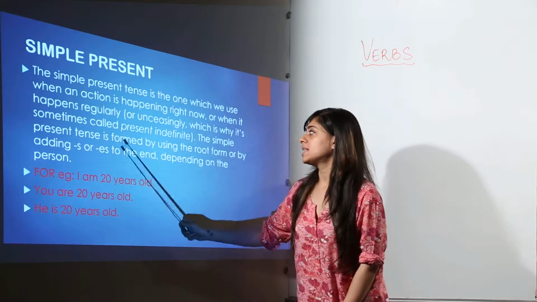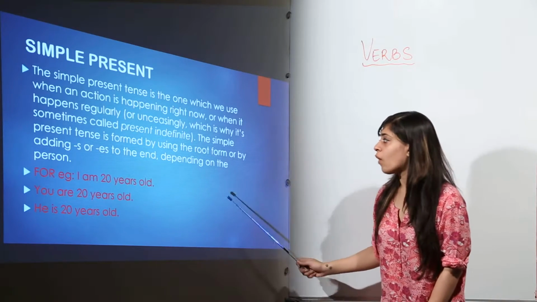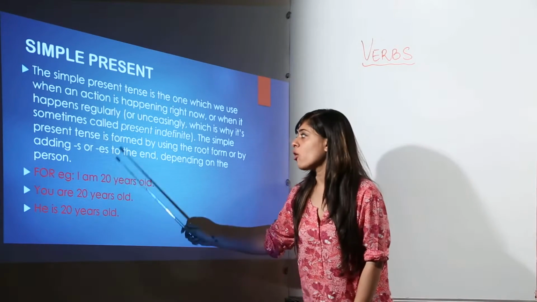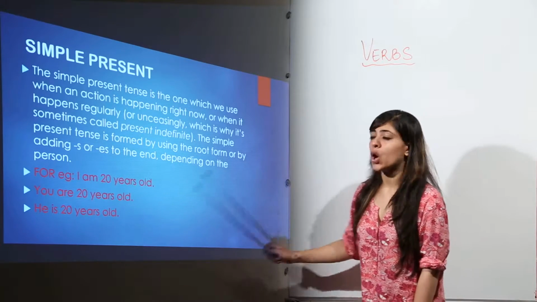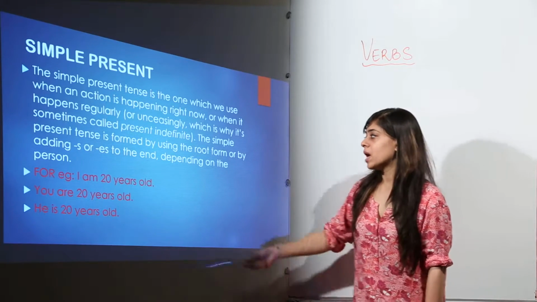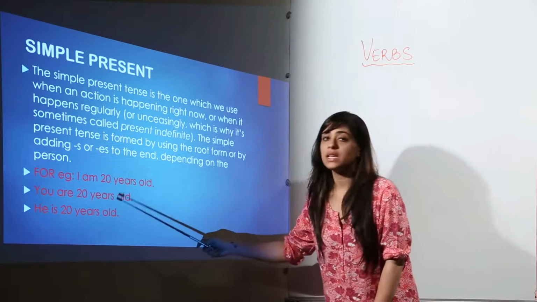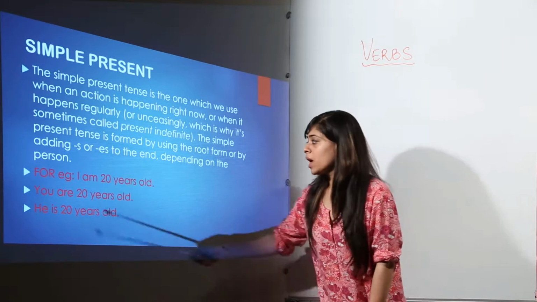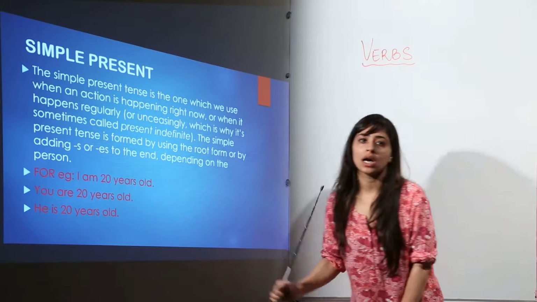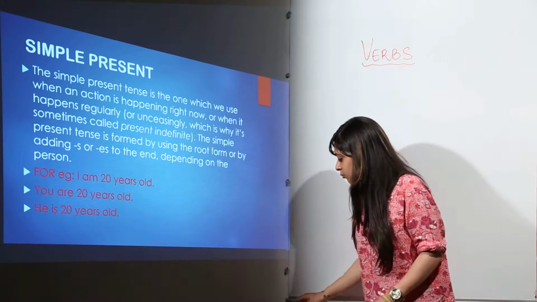The simple present tense is formed by using the root form or by adding s or es to the end, depending on the person. For example, I am 20 years old. You are 20 years old. Third form, he is 20 years old again. Now let's make it simpler.